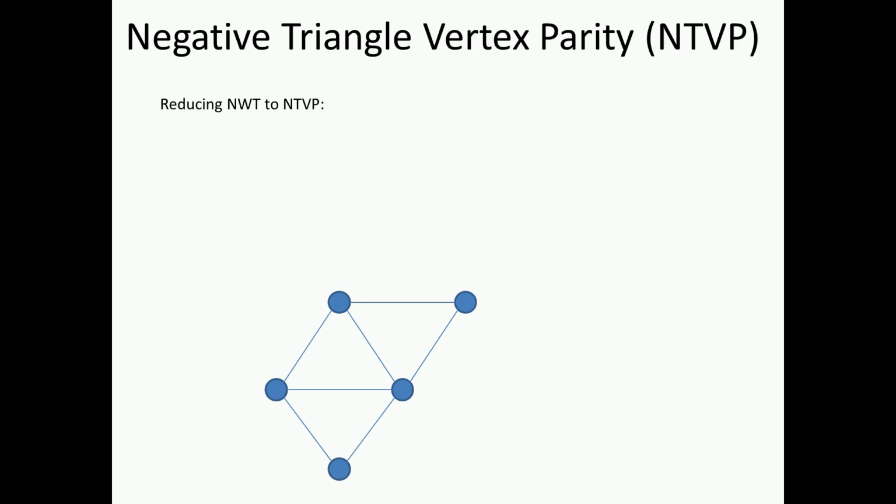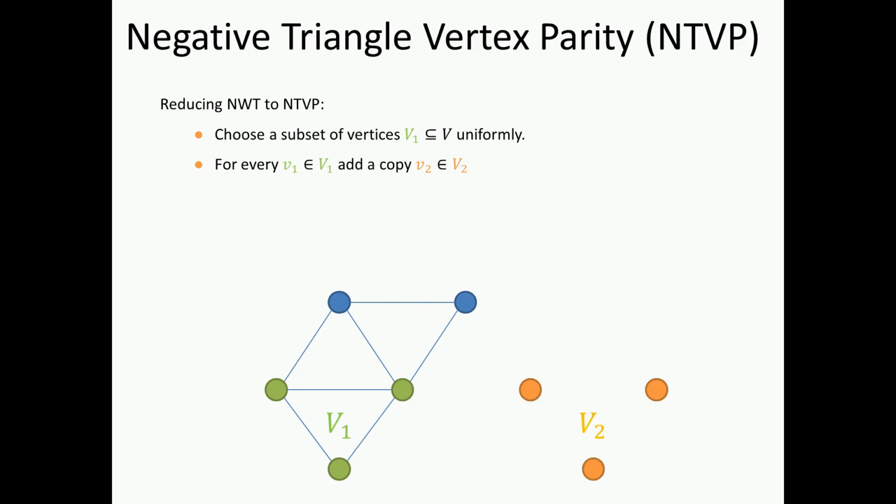So now I want to present the reduction from negative weight triangle to negative triangle vertex parity, and we start by choosing a subset of vertices randomly and uniformly, V1. So here we have the set of vertices that we selected, marked in green. Next, for every vertex in V1, we create a copy vertex, V2. So here we have the copied vertices, marked in orange. Next, for every edge that has its 2 endpoints in V1, we copy it to V2. So here we have the copied edges.